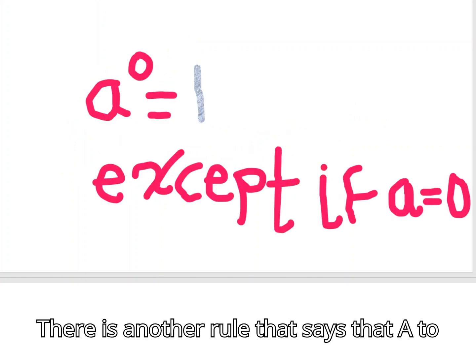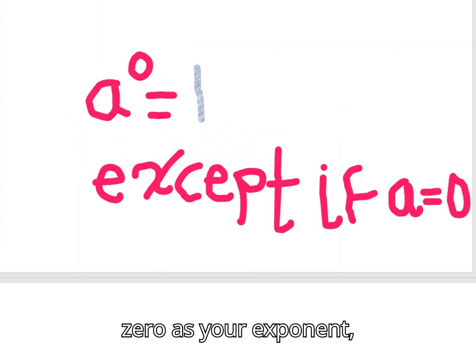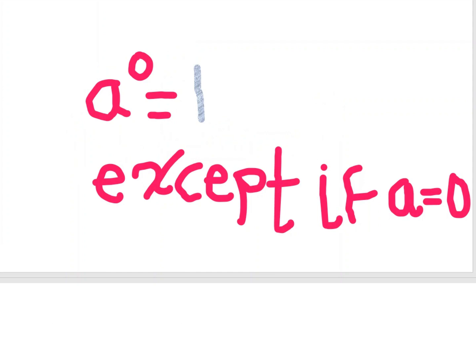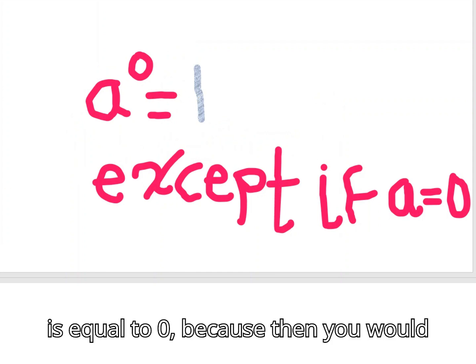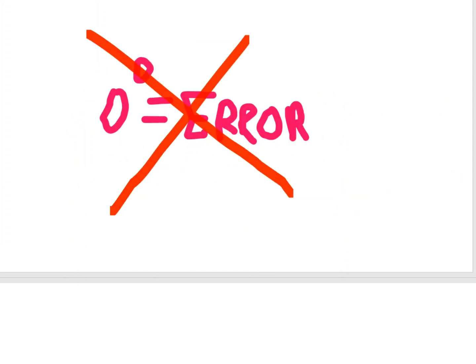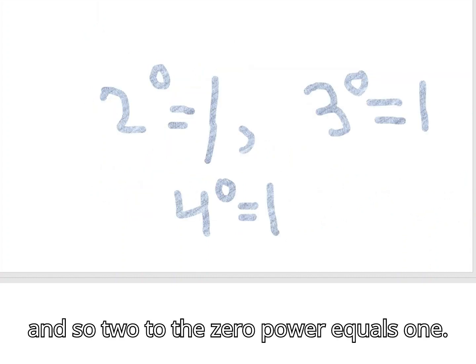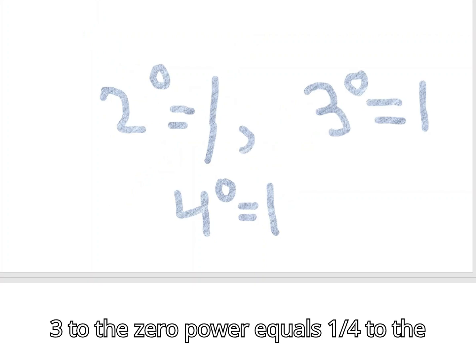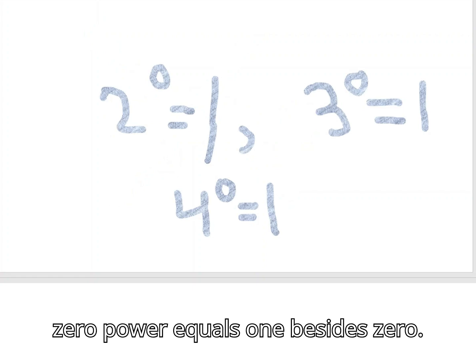There's another rule that says a to the 0 power equals 1. So if you have 0 as your exponent, you will always get 1, except if a is equal to 0, because then you would have 0 to the 0 power, and that is undefined. So 2 to the 0 power equals 1, 3 to the 0 power equals 1, 4 to the 0 power equals 1. Everything to the 0 power equals 1 besides 0.